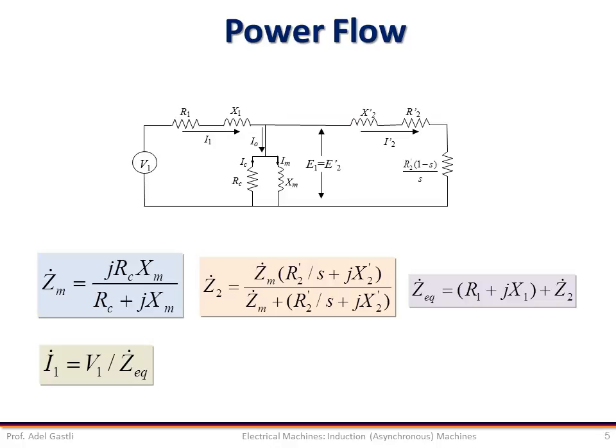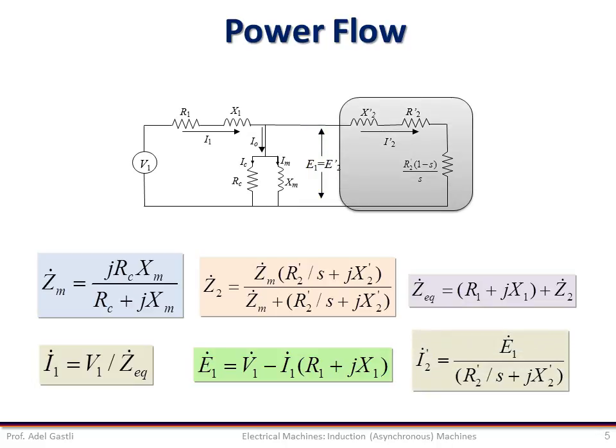After calculating the total equivalent impedance, we can calculate the stator current as V1 over Z equivalent. Then we can calculate the back EMF E1 using KVL as shown by this equation. Finally, we can calculate the rotor current referred to the stator as I'2 equal to E1 over the rotor impedance. So after calculating the stator and rotor currents, it is possible to calculate all other characteristics and variables of the induction machine, be it torque, power, or efficiency. Of course, these calculations require the preliminary knowledge of the slip.